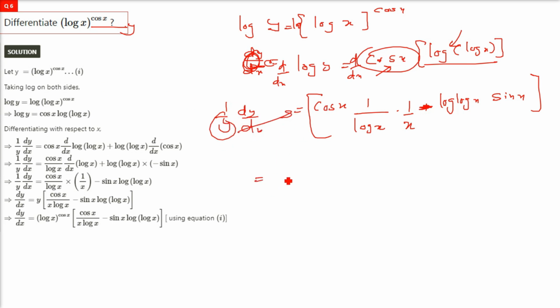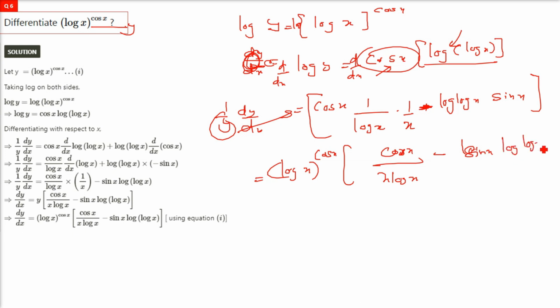y is log x to the power cos x. Log x to the power cos x. Then we have this as cos x divided by x log x, minus sin x, which you can bring in front. Why is it so? Because it is seen like log x sin x. Is sin x included in the log? No. Sin x is different. And then we have log of log x. So this is your final answer.